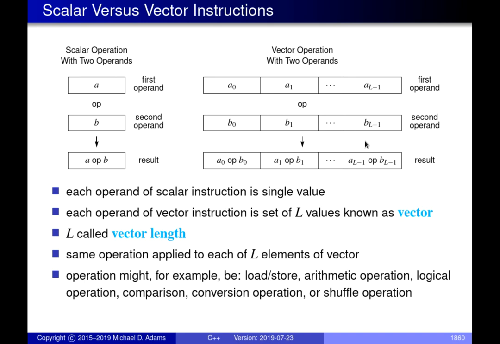The quantity L, the number of elements that we're processing together, is referred to as the vector length. So the vector length is the number of elements that you're processing with a single vector operation. These vector operations could be things like loads and stores from memory. They could be arithmetic operations like adding, subtracting, multiplying, dividing. They could be logical operations, comparison, conversion operations, shuffle operations, where you might do permutations of elements, and so on. So there are lots of different operations which could be implemented as a vector operation.